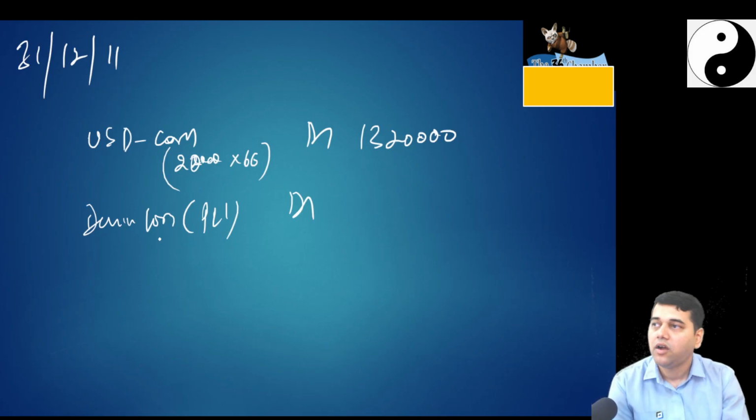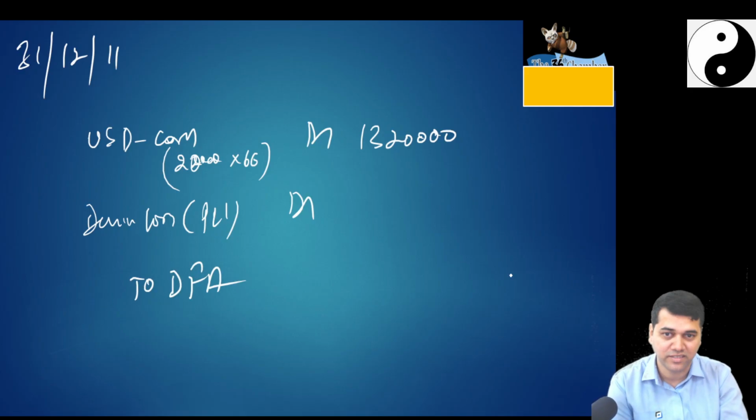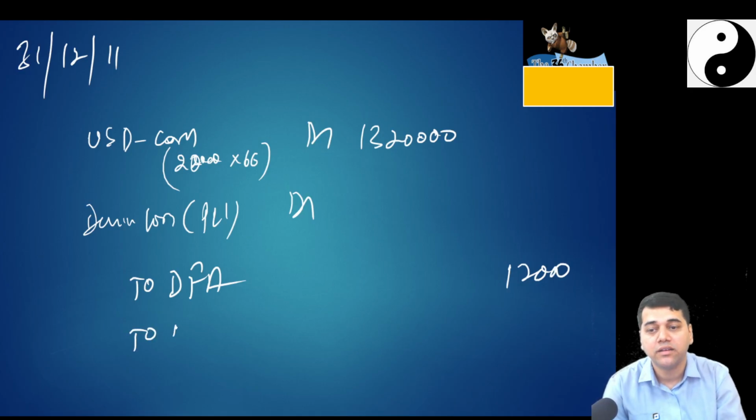Balancing figure. On this day, do you have a derivative asset or liability in the balance sheet? Is it required anymore? No. So, how to write? To derivative financial asset. How much? 12,000. How much cash did you pay?